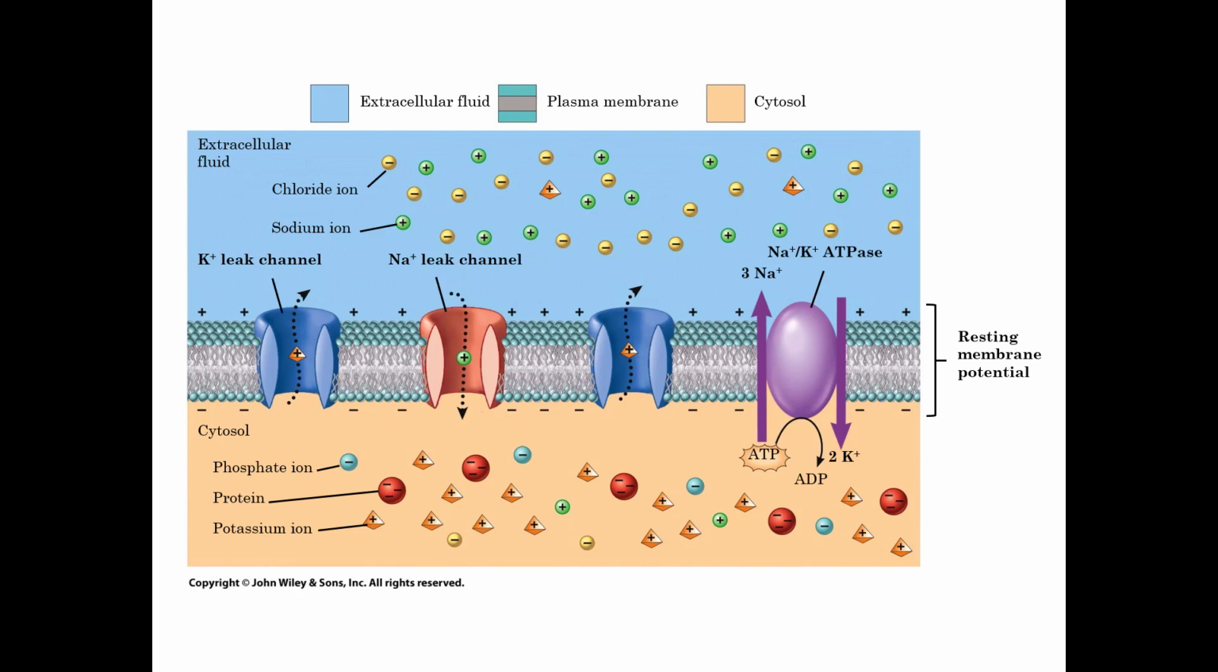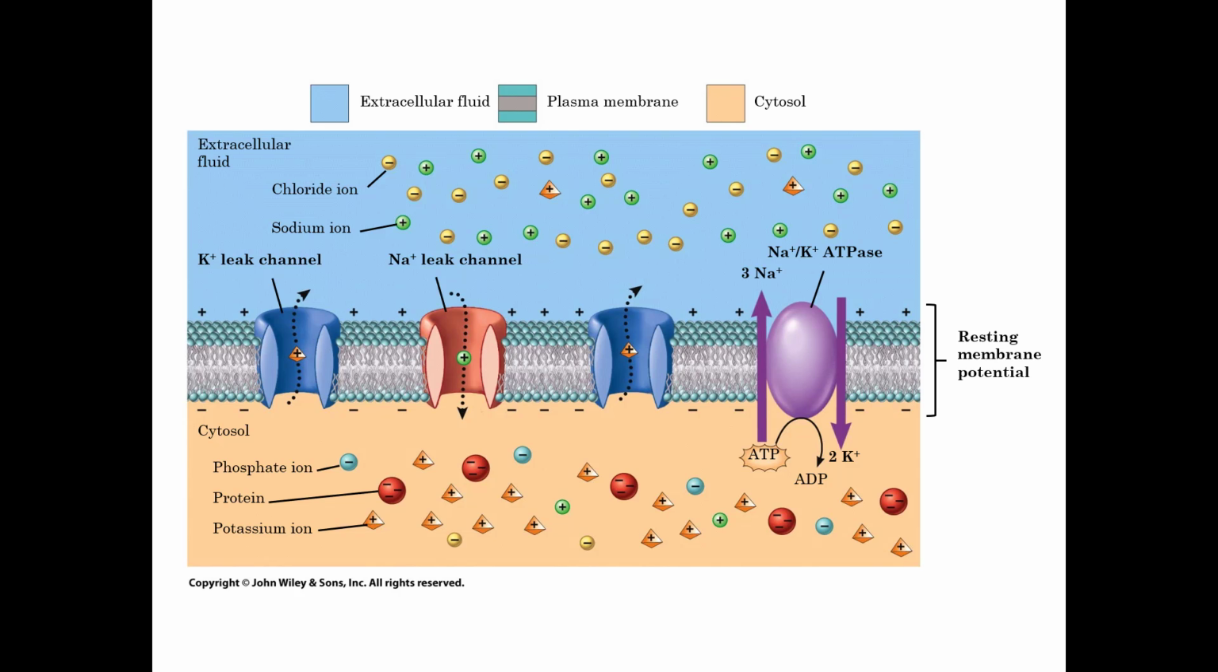Okay, the second thing that's going to happen is that we have these leak channels. Leak channels are a little bit weird. They are ion channels, so they allow for the diffusion of ions down their concentration gradients. You can see here that our sodium leak channel is allowing sodium to leak back into the cell, even though our sodium-potassium pump is pumping it out. Same thing with the potassium. Our potassium leak channels are allowing the potassium to leak back out.